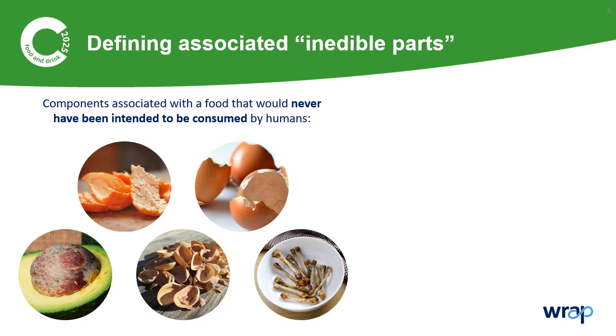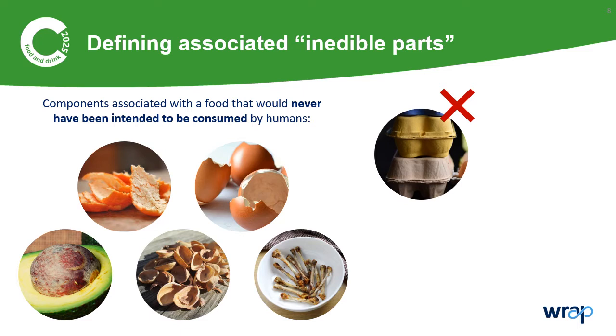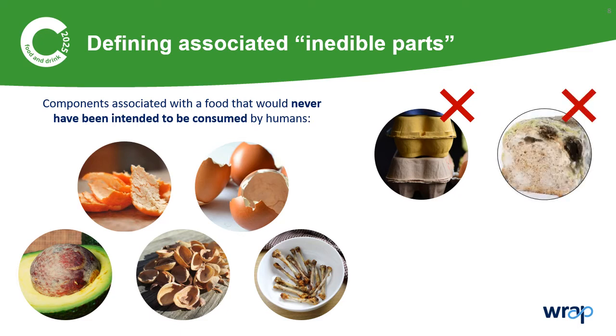And just to say what that doesn't include, it doesn't include packaging. Obviously, that was not intended to be consumed by humans, but it's not an intrinsic, naturally occurring part of the food, so it's not counted as an associated inedible part and should just be excluded from your measurements of food waste completely. Also, just because something is no longer fit for human consumption, for example, because it's gone moldy, that doesn't make it an associated inedible part when it comes to food waste reporting. If it was originally intended for human consumption, even if it can no longer be fed to humans, then it should be classified as the food component of your food waste when you come to report your figures.